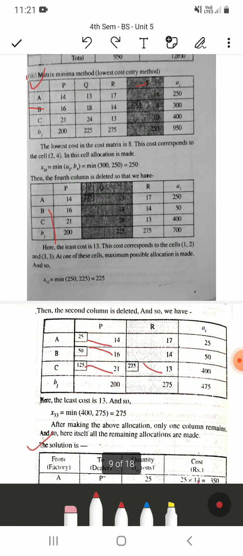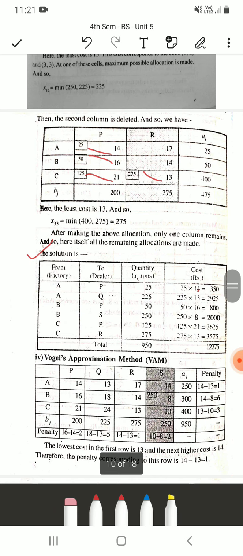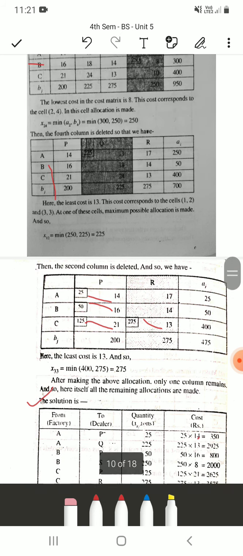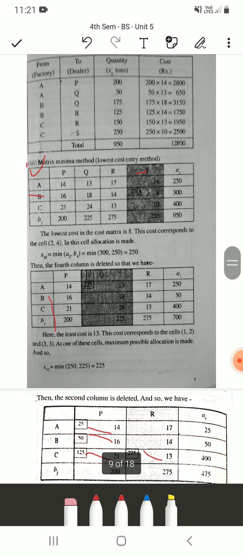It is 12,275. So that is the total cost of transportation by matrix minima method. So this is the method used to find the initial basic feasible solution.